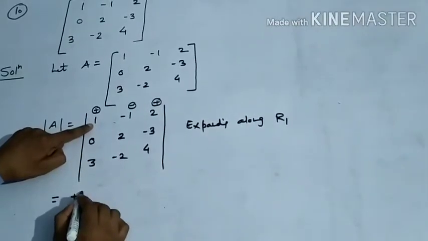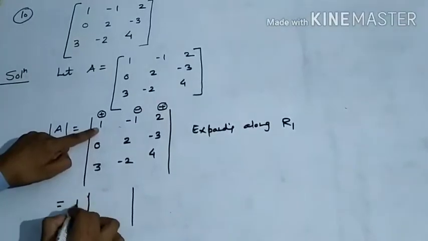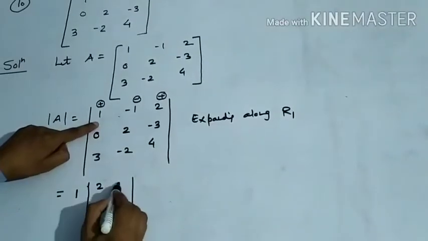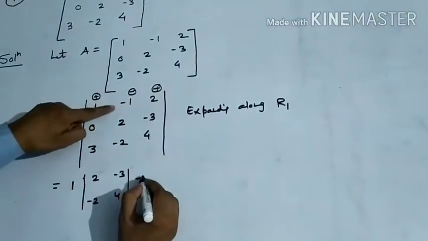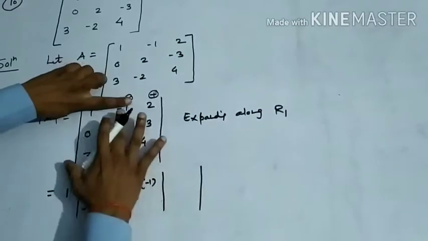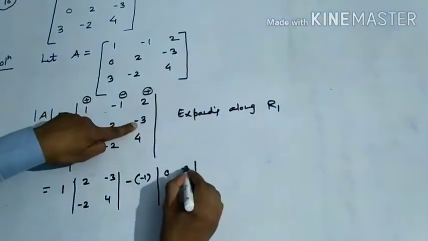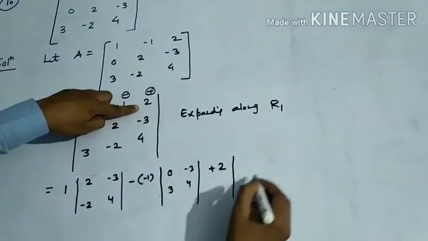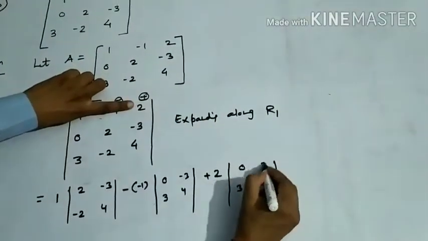So the sign is plus, and then 1 and the subdeterminant after leaving the first row and first column, so this is 2, minus 3, minus 2, and 4. Then the sign is minus, and then minus 1 and the subdeterminant after leaving the first row and second column, so this is 0, 3, minus 3, and 4. Then plus, and then 2 and the subdeterminant after leaving the first row and third column, so this is 0, 3, 2, minus 2.